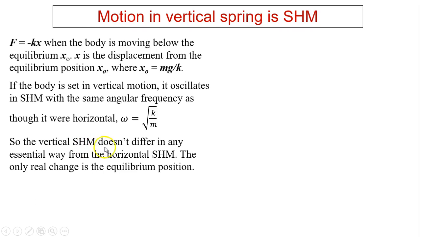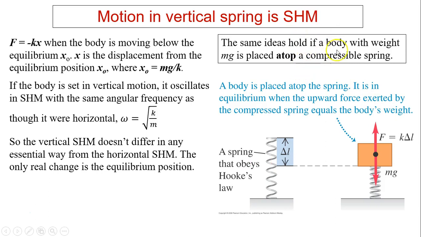The vertical simple harmonic motion doesn't differ in any essential way from the horizontal simple harmonic motion. The only real change is the equilibrium position. The same idea holds if the body with a weight mg is placed on top of a compressible spring. The body is placed atop the spring. It is in equilibrium when the upward force exerted by the compressed spring equals the body's weight. So this is also simple harmonic motion. We have the same omega.